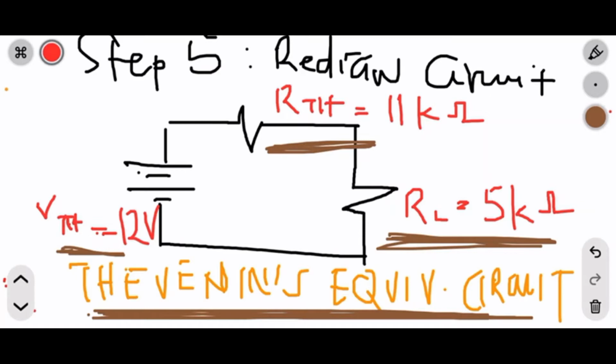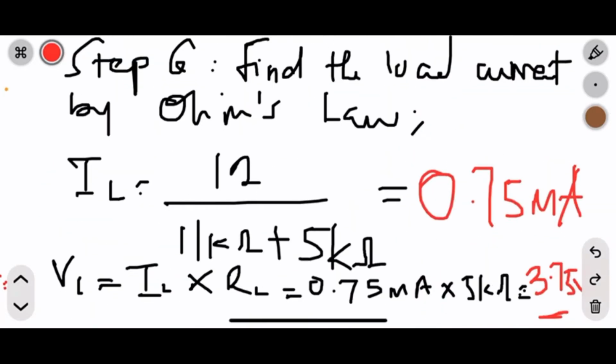Yeah, so now this is what we have. This is the Thevenin's equivalent circuit. So with Thevenin's theorem, all we want to do is to get this simple circuit. That's why we go through all that stress in finding VTH and RTH, just to get this. So after that, this is a series circuit, and this obeys Ohm's law. So step 6, which is the final step, find the load current by Ohm's law.